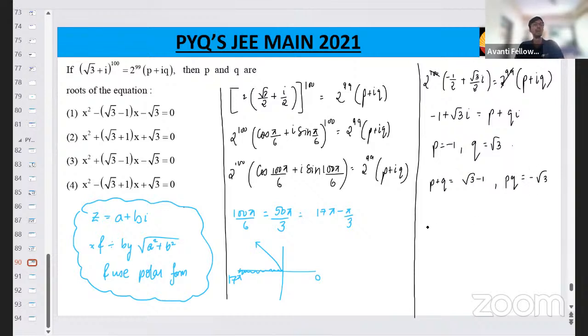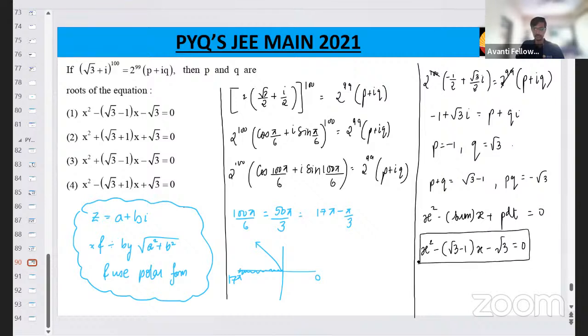If you know how to make a quadratic equation, how do we make a quadratic equation? We make it by x square minus sum of the roots x plus product of the roots equals 0. So what will we get? x square minus sum of the roots, root 3 minus 1, x plus product of the roots. Product of the roots is minus root 3, equals 0. This is my answer.